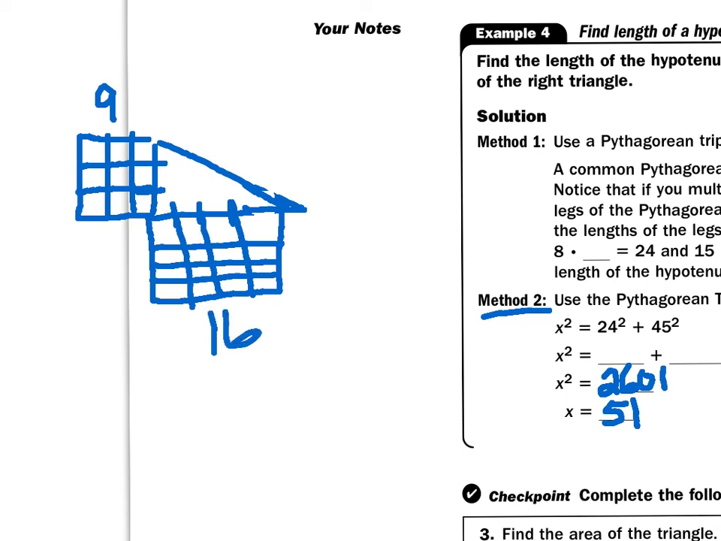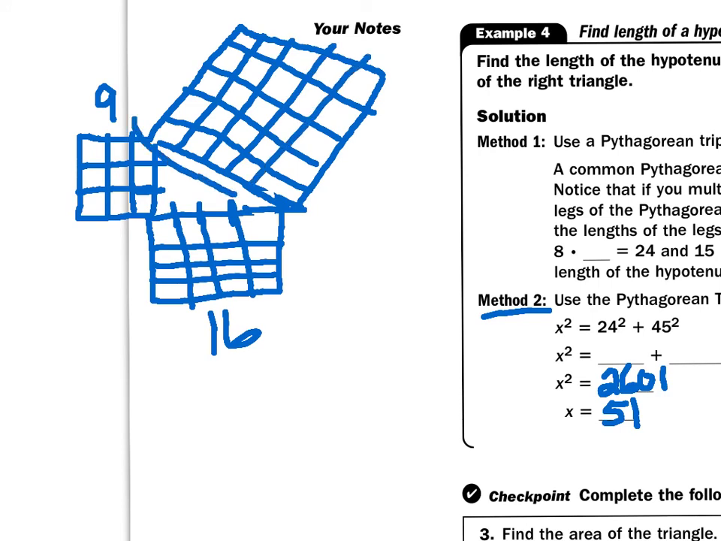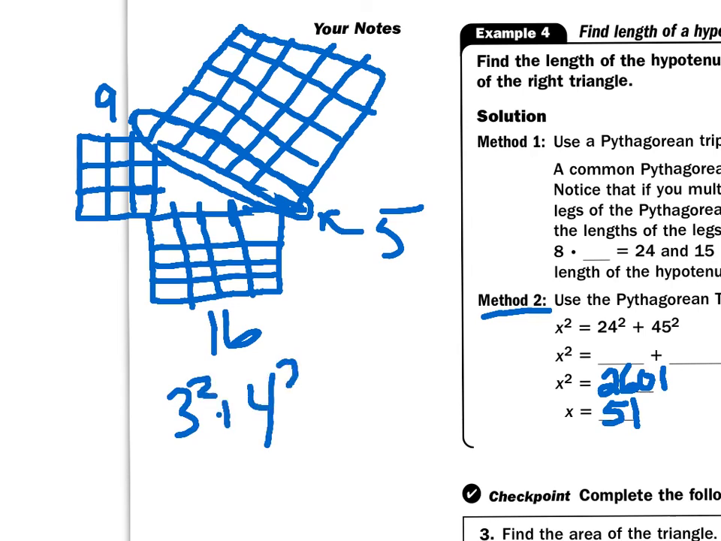We have 16. Now if we add those together, we get 9 plus 16 is 25. And what that means is that now we have a square for the hypotenuse that has 25 on the side. And then when we take the square root, we're actually just taking a side length. So square root means the side of a square. And counting how many of those are, that's 5. Because 3 squared plus 4 squared equals 5 squared, the Pythagorean theorem.